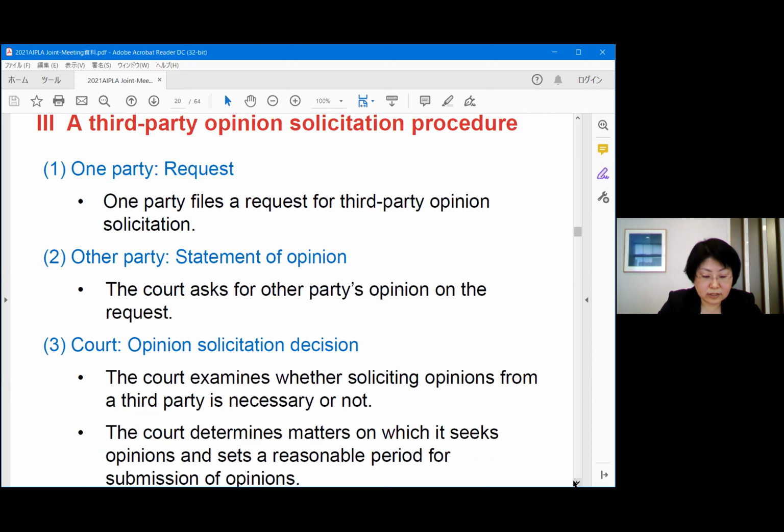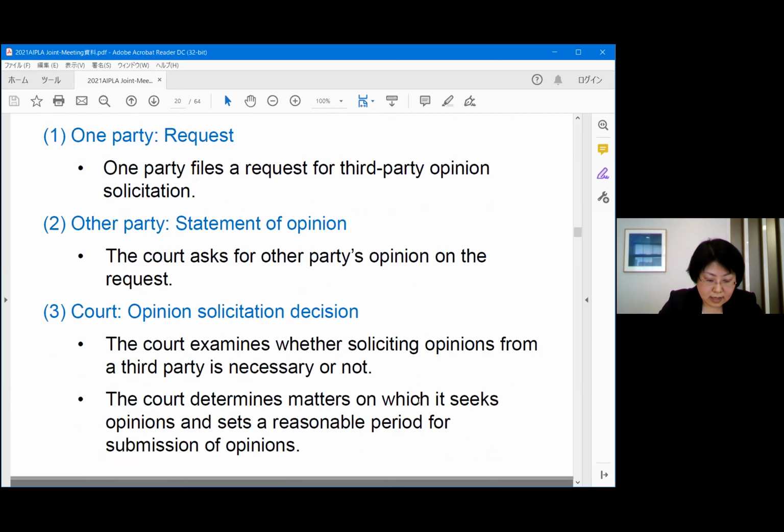Step 2, statement of opinion by the other party. So once one party makes a request, then the court asks for other parties' opinion on the request. According to the bill, there is no requirement that an agreement should be reached between the parties. So even if the other party disagrees, the court can move to the next step if it thinks that obtaining opinion from a third party is necessary.